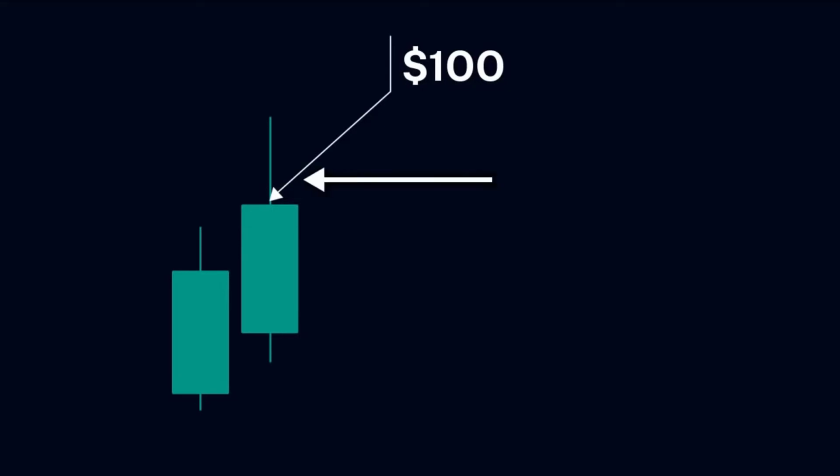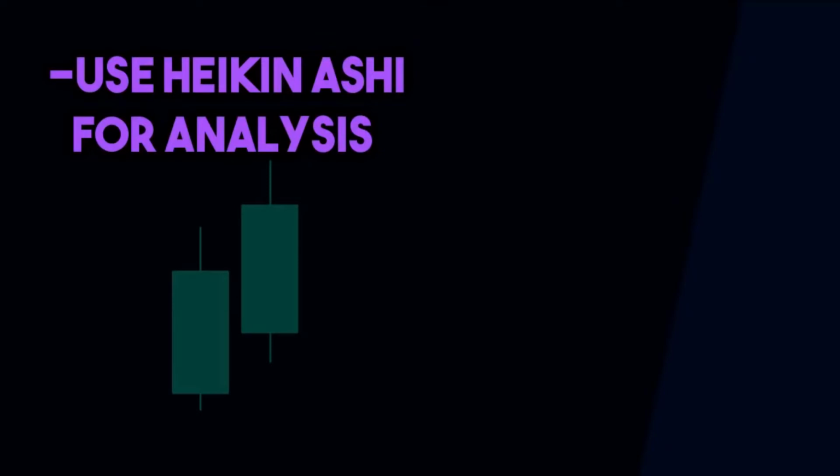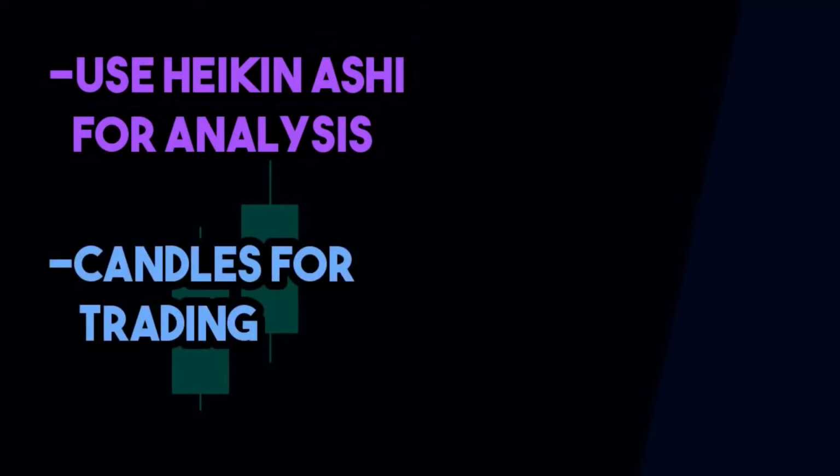Now, an important point to note here is that if the close of the current Heikin Ashi candle is at $100, this does not mean that the price is currently trading at $100. The actual price could be 100.5 or 99.5. The point is, the actual price of the asset may vary a little from the Heikin Ashi candles. We should use Heikin Ashi for our analysis, and we should use candles to execute our trades. But, even if you use Heikin Ashi to execute trades, you will not see a major difference in the price.